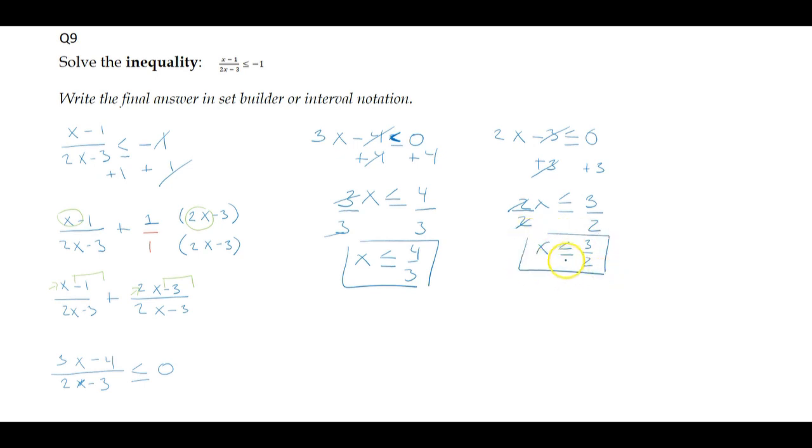Now to give that as an answer, the interval notation is going to be 4 over 3, comma 3 over 2. Brackets, because we have the equal sign on the bottom, and that goes with a bracket.